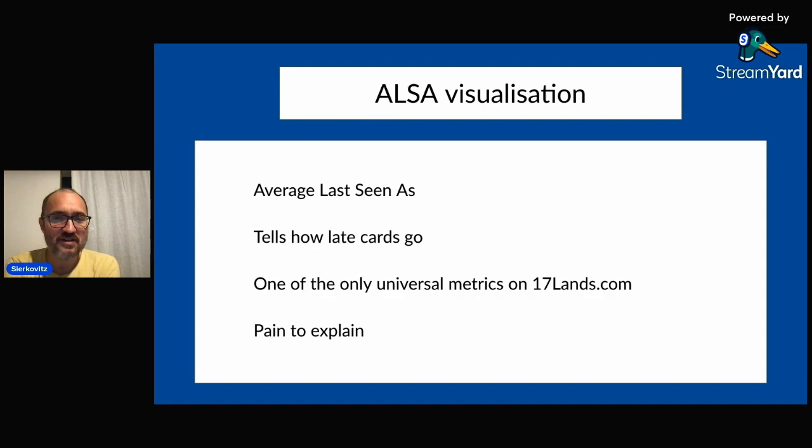Alpha is the average last seen at metric from 17lands.com. It tells us how late cards go. So if something has an alpha of 1, this card will always be first picked. You never see it in any other pack than the one that you open, because no one will pass you that card. Obviously, there are very few cards that fulfill that criterion, because once, twice, someone will pass a card. Usually, it's incorrect.